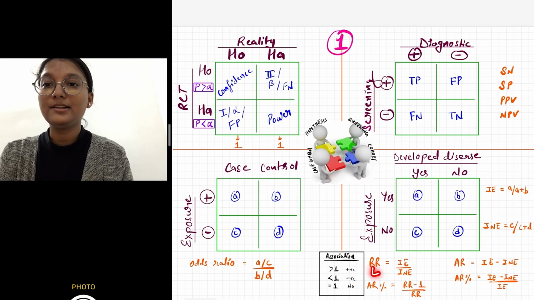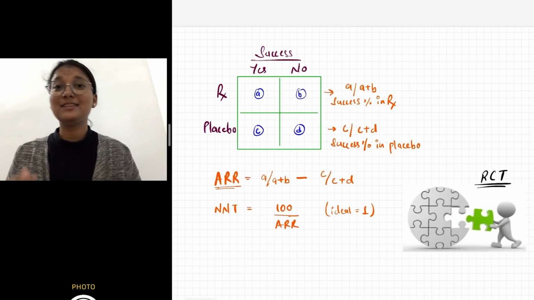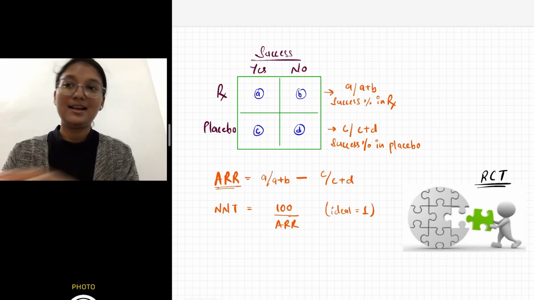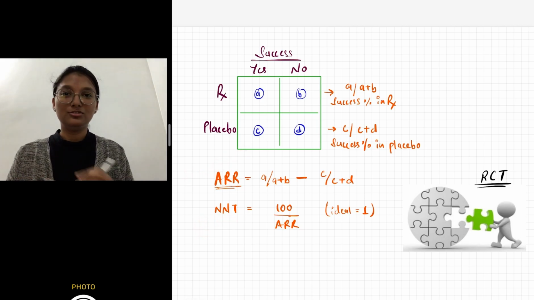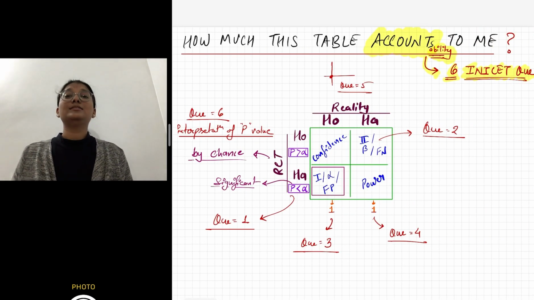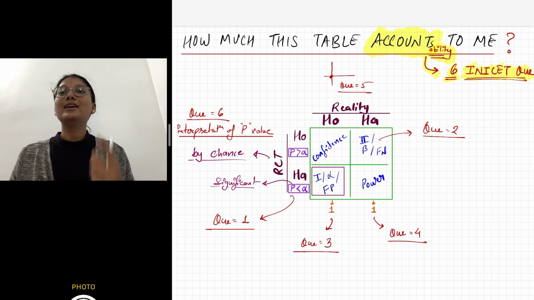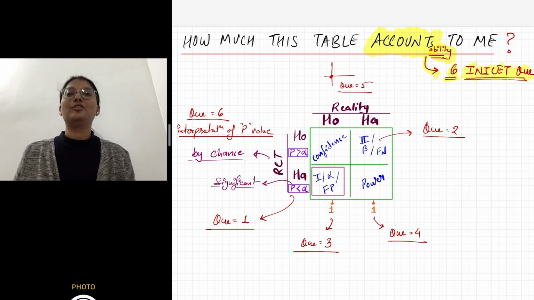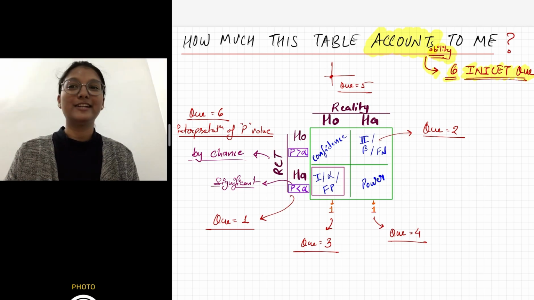Here we calculate relative risk and attributable risk. AR is attributable risk, but here we calculate ARR. ARR is absolute risk reduction. Okay, and NNT. So you have to know the clear demarcation between these two tables. Now the second eye opener is accountability. How much does one table account for? Okay, I can show you 6 different INICET questions from this single table.